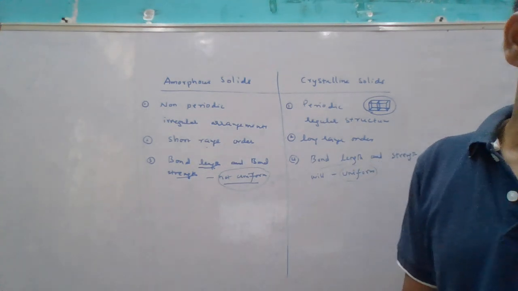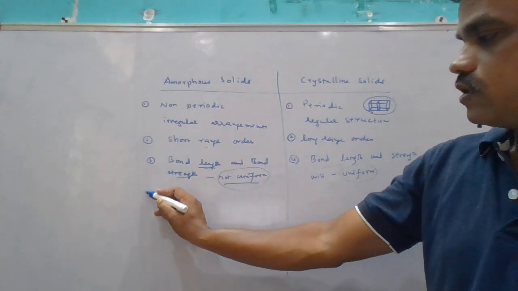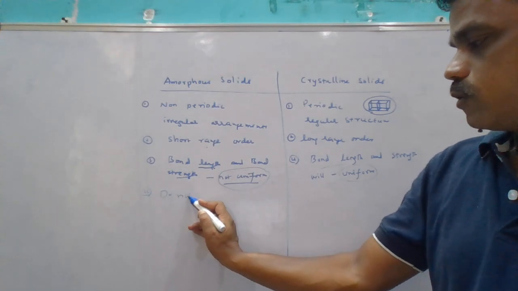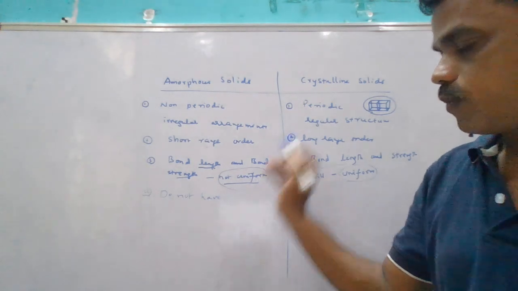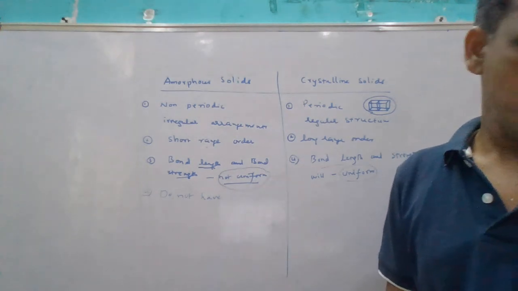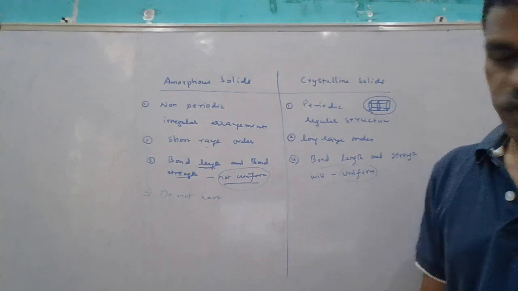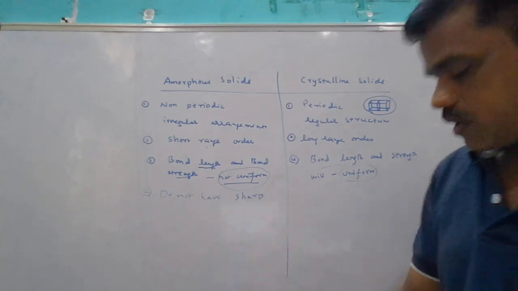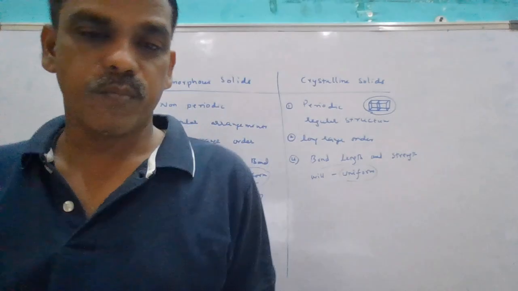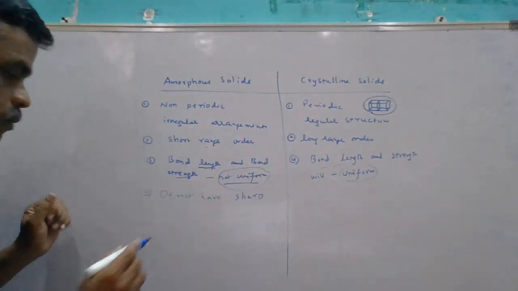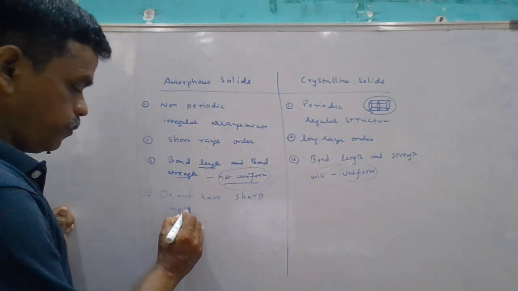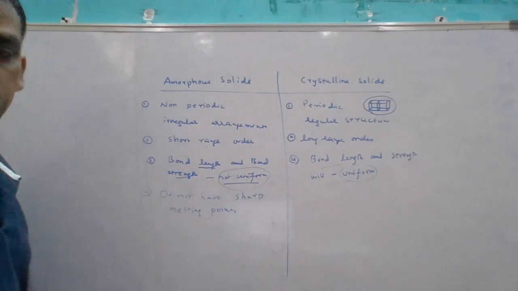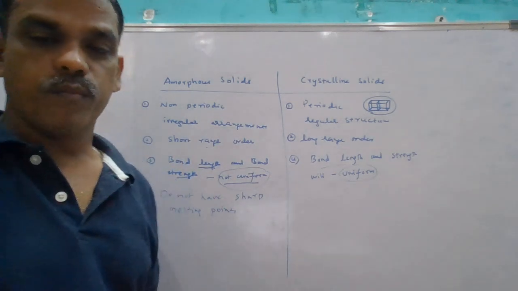Then the fourth one, amorphous solids do not have sharp melting points. Do not have sharp melting points.